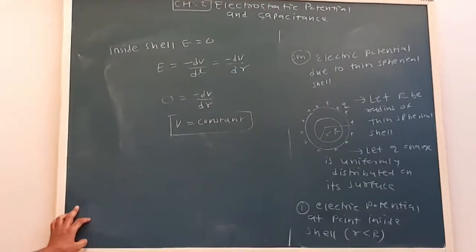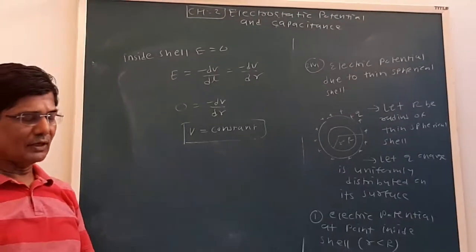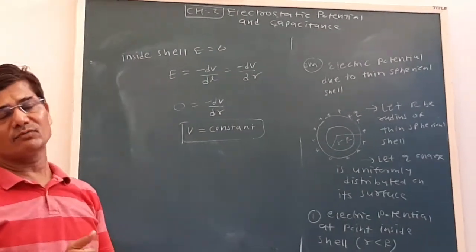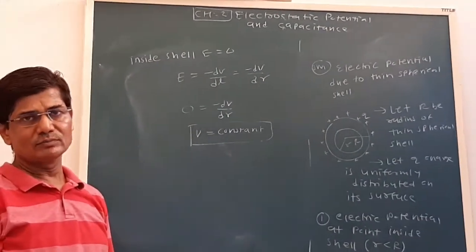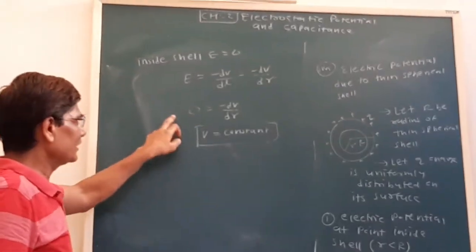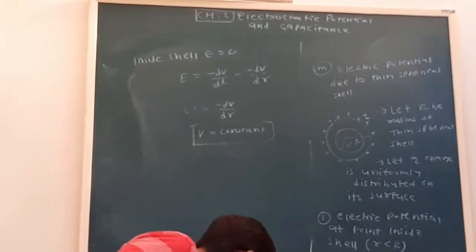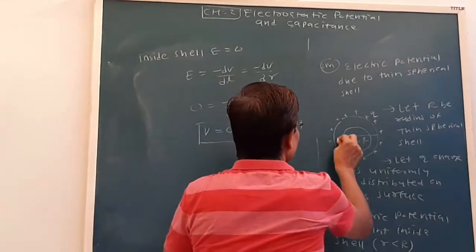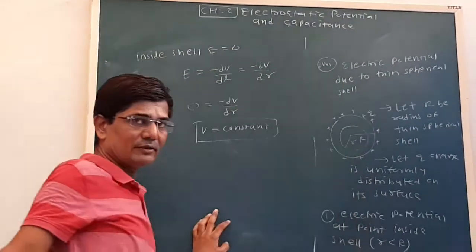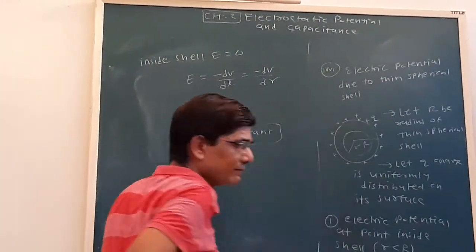Okay, so now this you have studied in the earlier chapters also. Whenever the first derivative of any quantity is 0, then the quantity becomes constant. So here also dV by dr is 0, so V is constant. So what we can say from this is that all the points inside the shell are at the same potential, and that potential will be that on the surface of the shell.